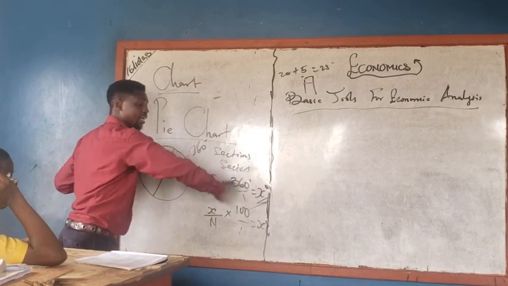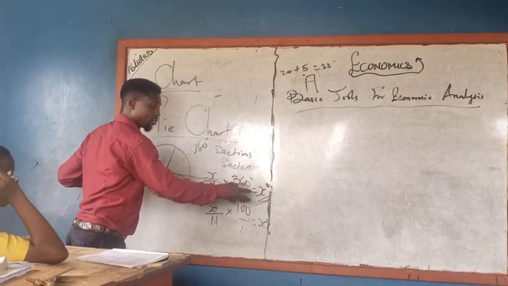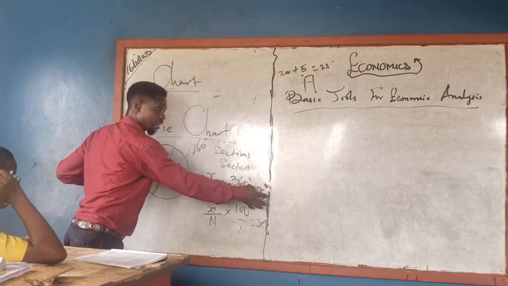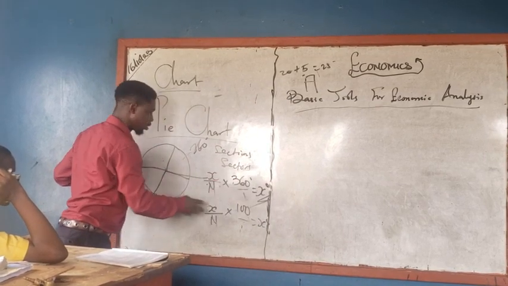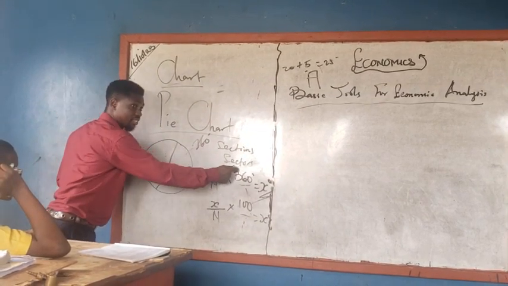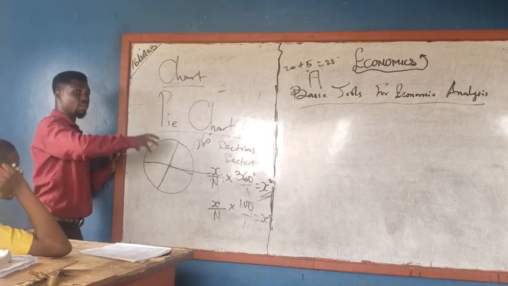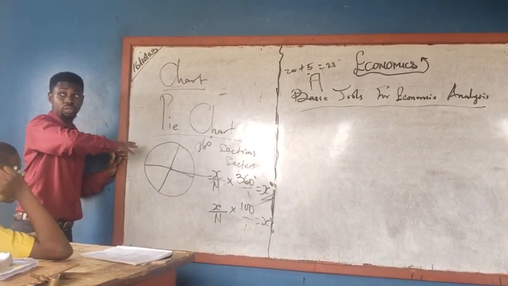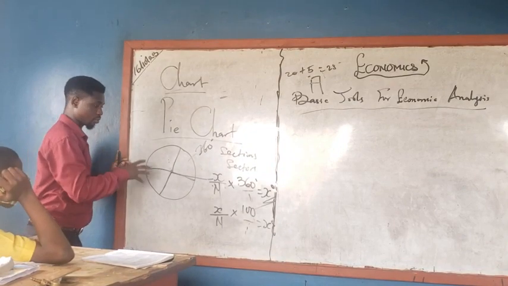So by the time you finish all the calculation, you have the degrees of each item. If you add them together, it must give you back your 360 degrees. And that is when you plot. That's how you are going to draw your circle with the sectors.